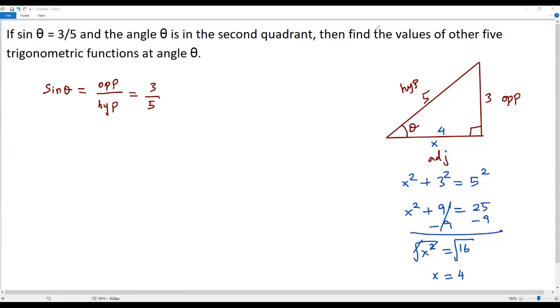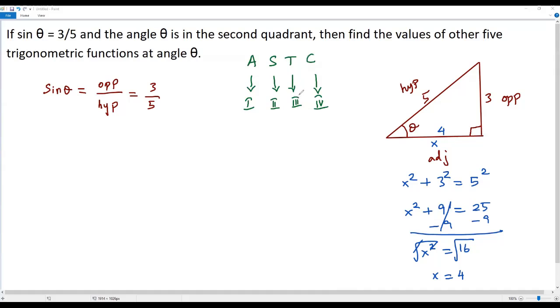Also, one more important thing we have to remember is the ASTC concept. ASTC means A refers to the first quadrant, S refers to the second quadrant, T refers to the third quadrant, and C refers to the fourth quadrant. A means all trigonometric ratios are positive in the first quadrant. For the second quadrant, we have the letter S. S means only sine and its reciprocal cosecant are positive in the second quadrant. So the rest are negative: cosine, secant, tangent, cotangent.